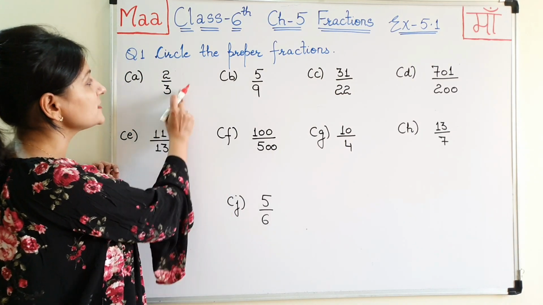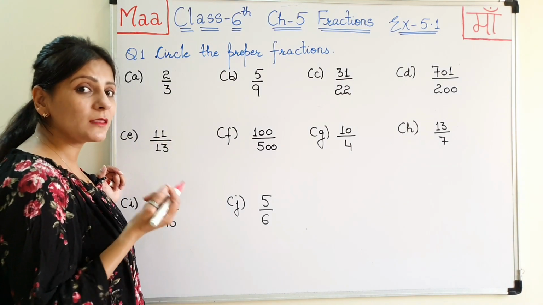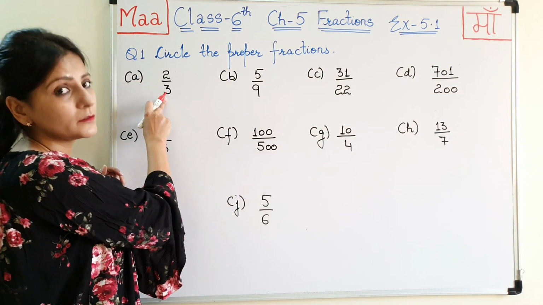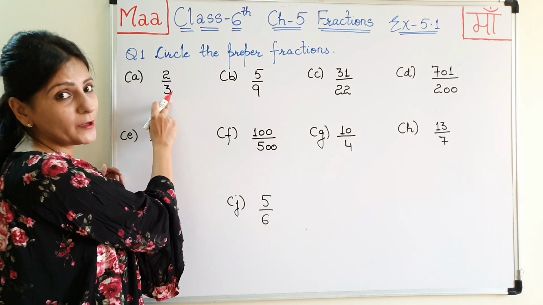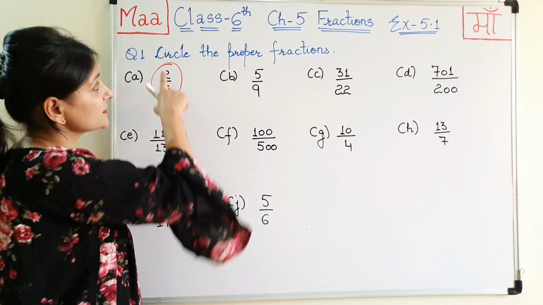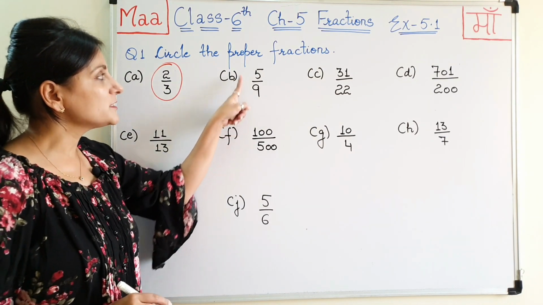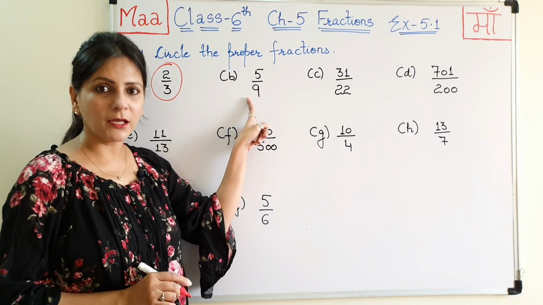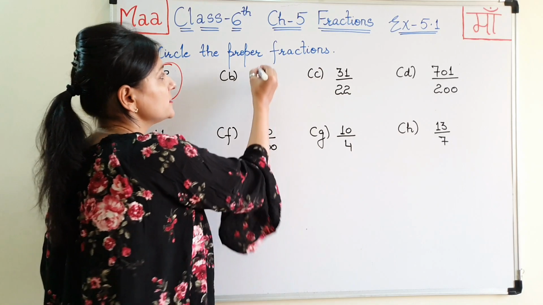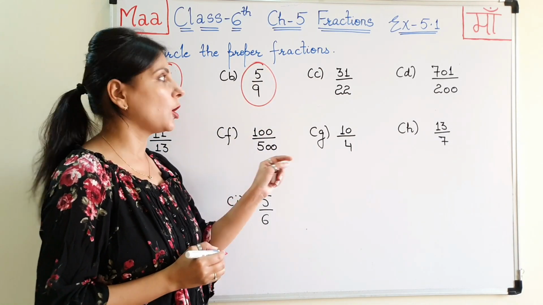In part A you can see that the numerator is 2 and the denominator is 3. The numerator is smaller than the denominator, 2 is smaller than 3. That means it is a proper fraction, so we will circle it because the question says to circle the proper fraction. Let us move on to part B. It is 5 upon 9. Again 5 is smaller than 9, so 5 upon 9 is again a proper fraction because the numerator is smaller than the denominator.